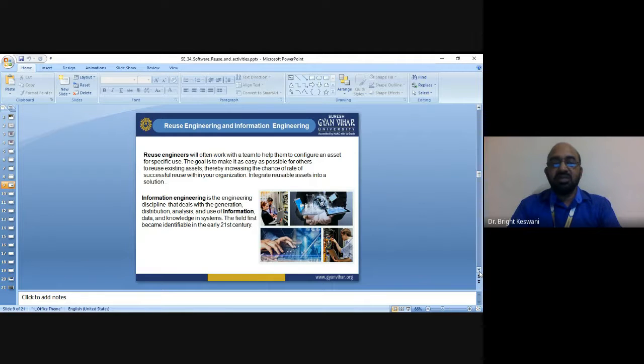Information engineering is the engineering discipline that deals with the generation, distribution, analysis, and use of information, data, and knowledge in the system. The field first became identifiable in the early 21st century. So you can say that reuse engineering is an extension of information engineering that incorporates reuse considerations, techniques, guidelines, and metrics into a classic information engineering paradigm.